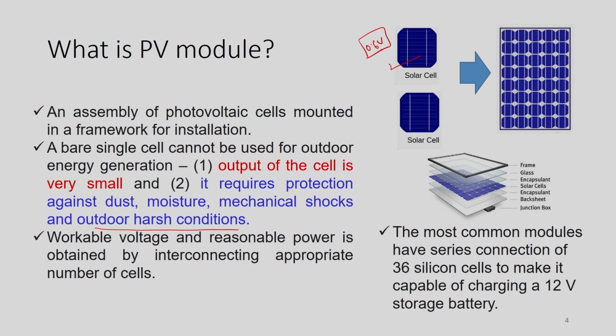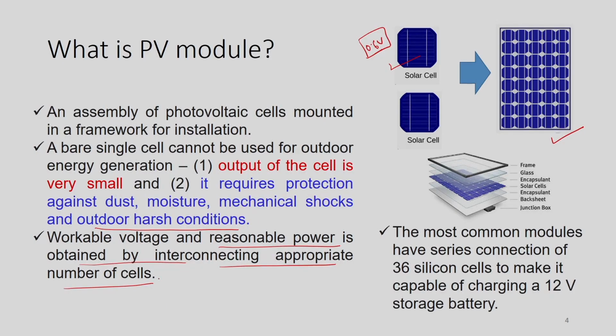If we combine many cells, then we can convert them into a module. That means a workable voltage and reasonable power is obtained by interconnecting an appropriate number of cells. These cells have to be connected in series sometimes, and sometimes in parallel. That has to be decided. Mostly, common modules have a series connection of 36 silicon cells to make them capable of charging a 12 volt storage battery. That is why in most cases single modules have 36 cells, capable of charging a 12 volt battery. Of course, we will have more numbers of cells in the international market.